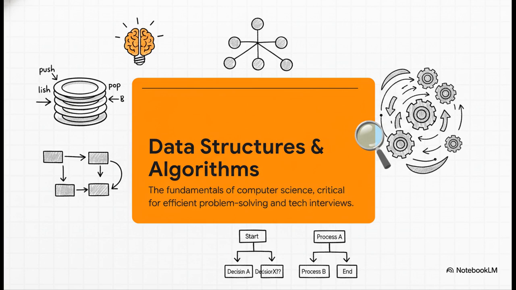Data structures are just smart ways to organize information, and algorithms are like recipes for using that information. This is what lets you build apps that can handle millions of users without breaking a sweat. It's the difference between being just a coder and being a real computer scientist.